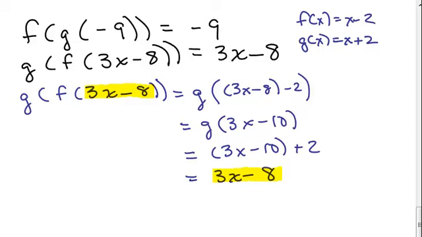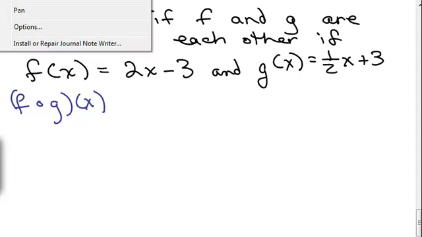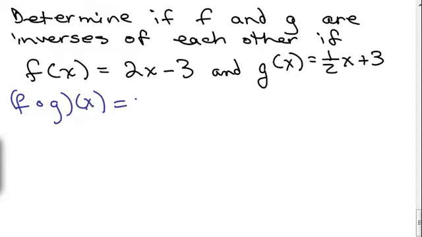So let's do a problem where we're trying to find out if something is an inverse function. So let's do this problem. Determine if f and g are inverses of each other, if f of x is 2x minus 3 and g of x is 1/2 x plus 3. So we want to find out if f of g of x is going to be x, and remember that means f of g of x. Doesn't matter which notation you use, right? Because those mean the same thing.